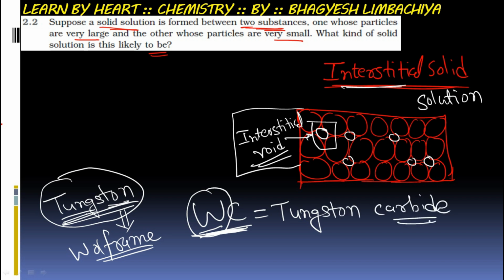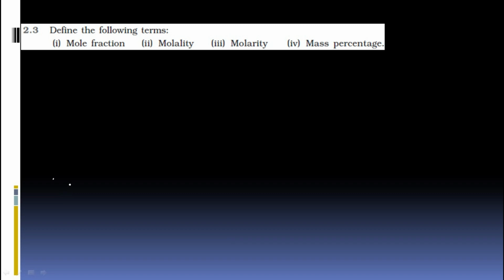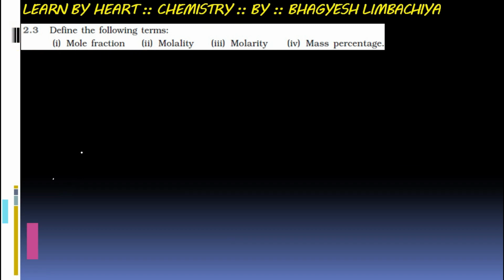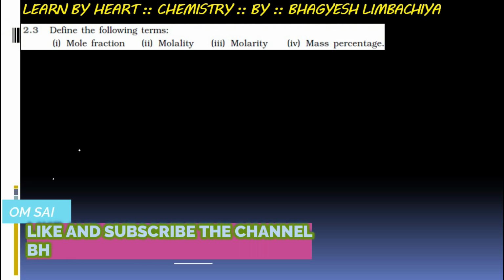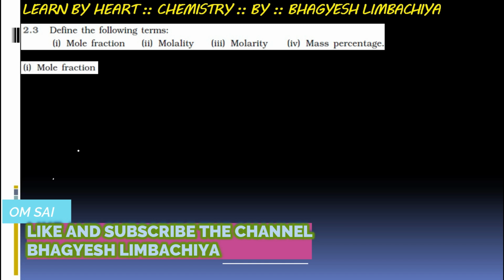Okay, carbon has a smaller size, so it will sit in the interstitial void, and tungsten has a larger size, so it has a larger proportion. Now in the next question, you are asked to define the following terms: mole fraction, molality, molarity, and mass percentage. First is the mole fraction.